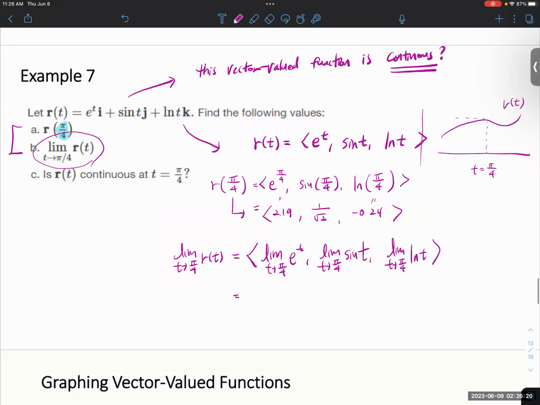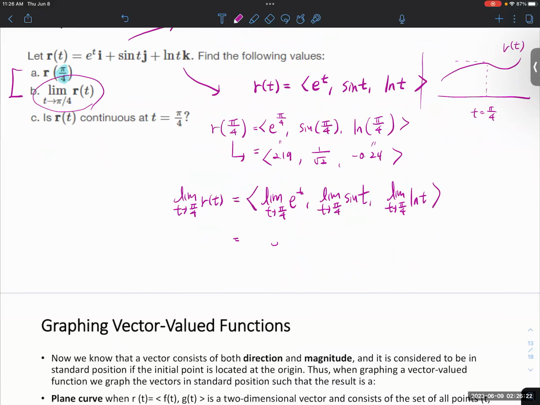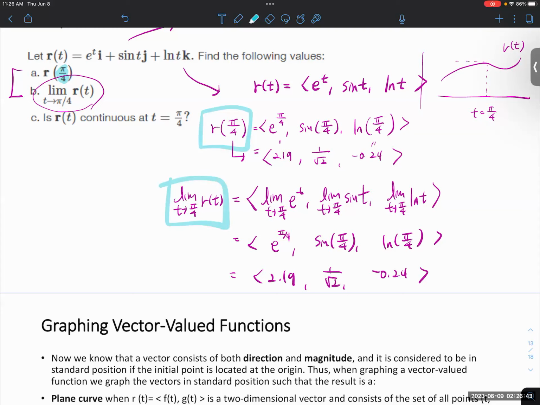So if you take a look at it, by direct substitution, e to the pi over 4, this is sine pi over 4, this is ln pi over 4. Actually, you're going to get the same numbers: 2.19, 1 over radical 2, negative 0.24. So what we just did, we just proved that these two are equal.